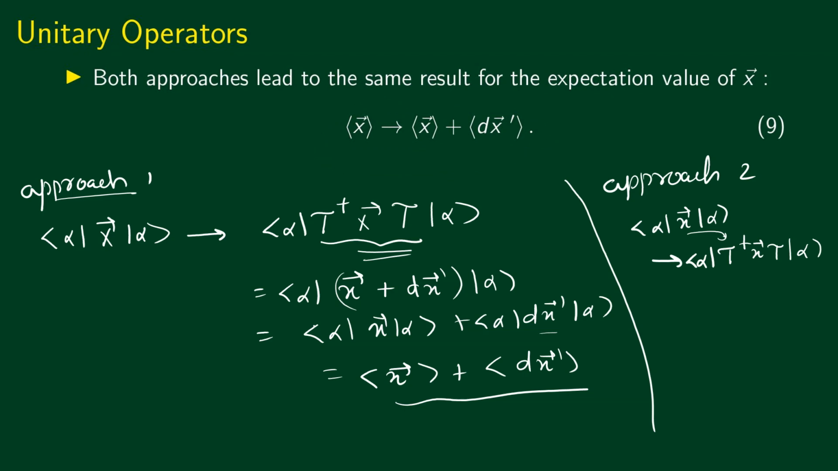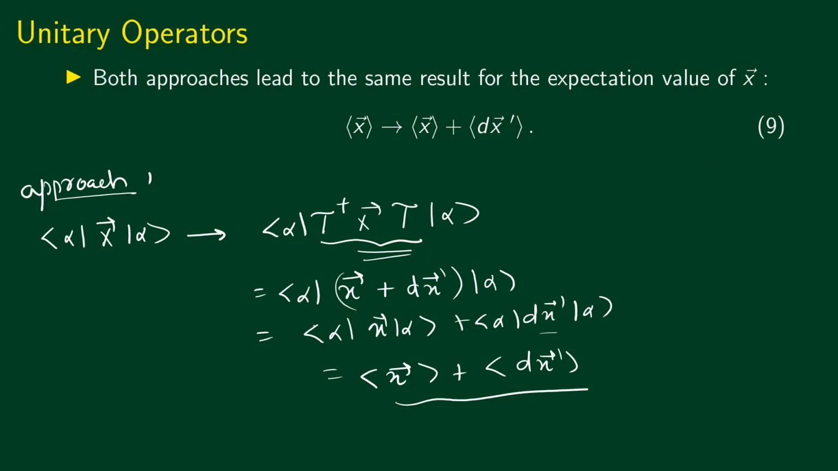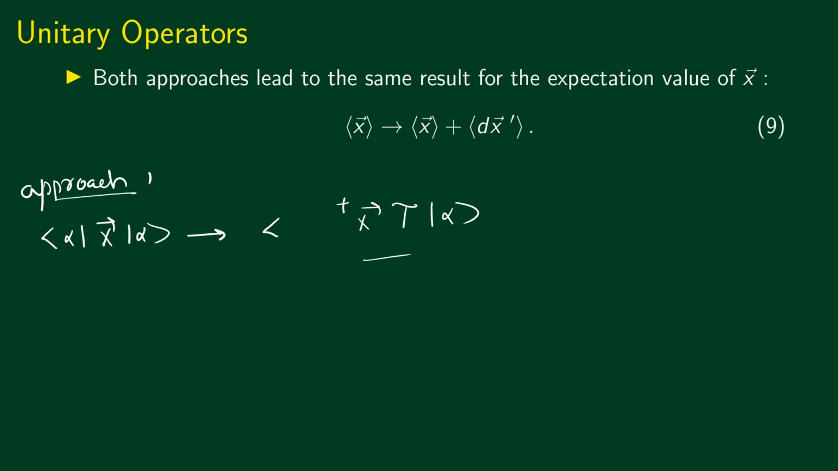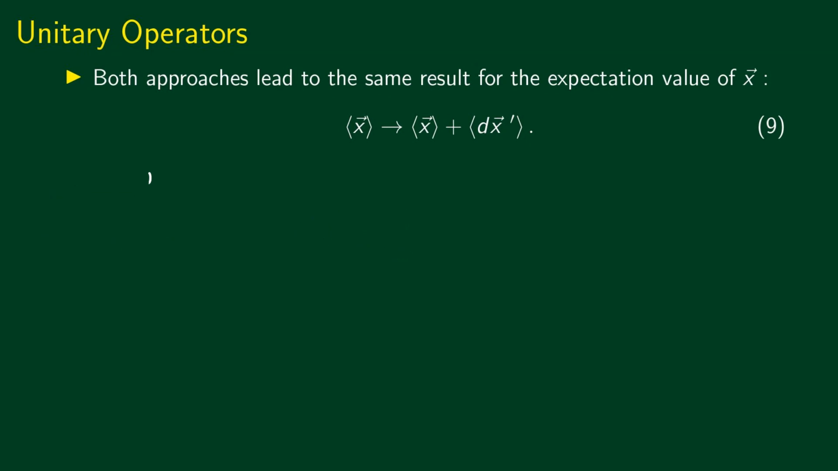Now both these approaches can be used in the case of time evolution also. It's exactly the same logic. If you use the first approach, then this is called the Schrodinger picture. And if you use the second approach, where the operators change in time and the states remain unchanged, it is called the Heisenberg picture. In the next session, we shall discuss these two pictures in more detail. But I hope the basic idea is clear.